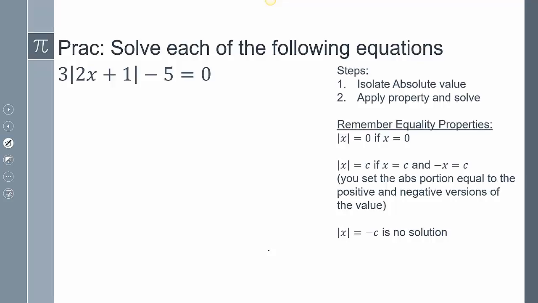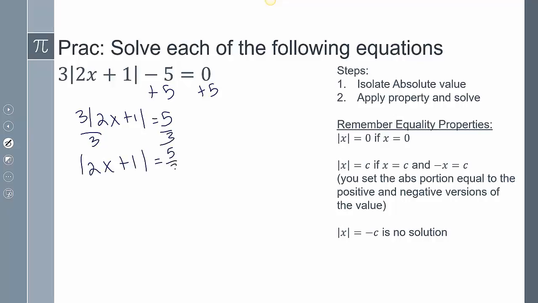On this next one here, if I add 5 to both sides, I'm going to get 3 times the absolute value of 2x plus 1 equals 5. Then divide both sides by 3. Now it's going to be step 2, so applying the property. So I'm going to use this property here because my c is positive. So what's inside the absolute value equals positive c. The negative version of what's inside my absolute value equals c.